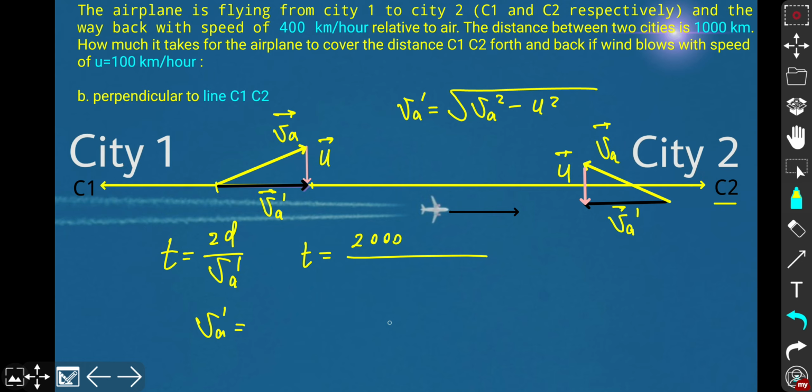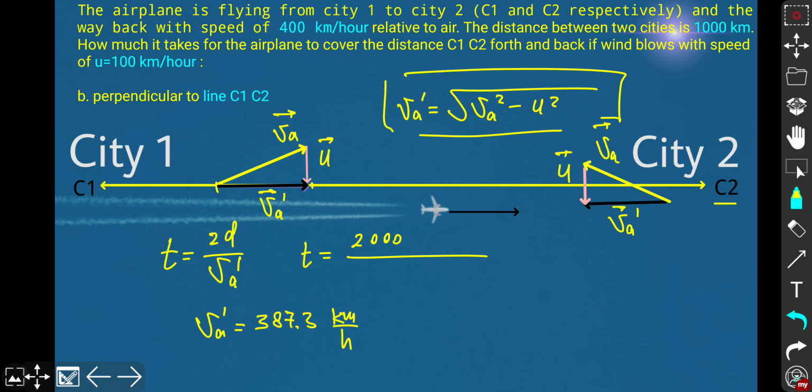Wow, is that really the case? One more time, let's recheck. So this VA, one more time, VA prime, yes, it's VA squared. Oh wait, my bad. So it's going to be 400, okay? Yeah, so right now I've got the right number, I guess. 387.3 kilometers per hour. That's going to be VA prime. Hope you got the same. Just simply use that Pythagoras. And we divide by 387.3 in order to calculate the time required.